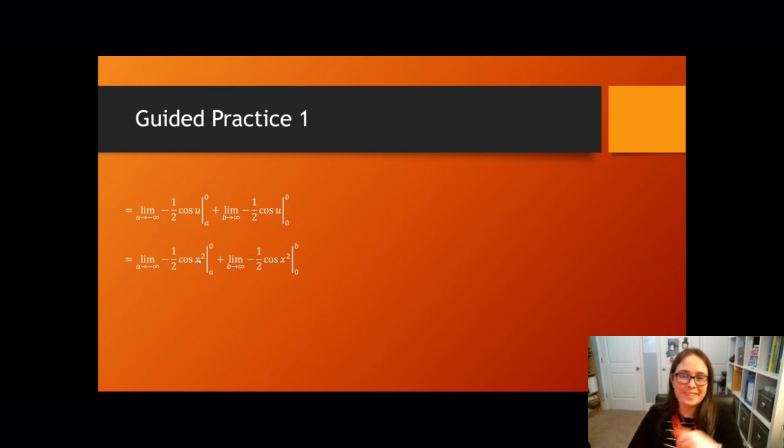Oh, wait, I forgot. Got to reverse my u substitution first. Oh, very common mistake that's easy to make. So I can't plug in u. These a's and b's and zeros, those are all x values. So I have to reverse the u substitution, and then I can plug in my limits of integration.